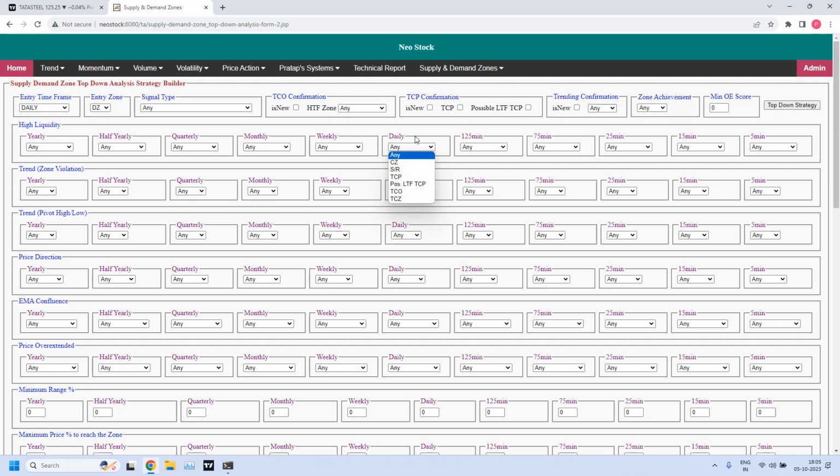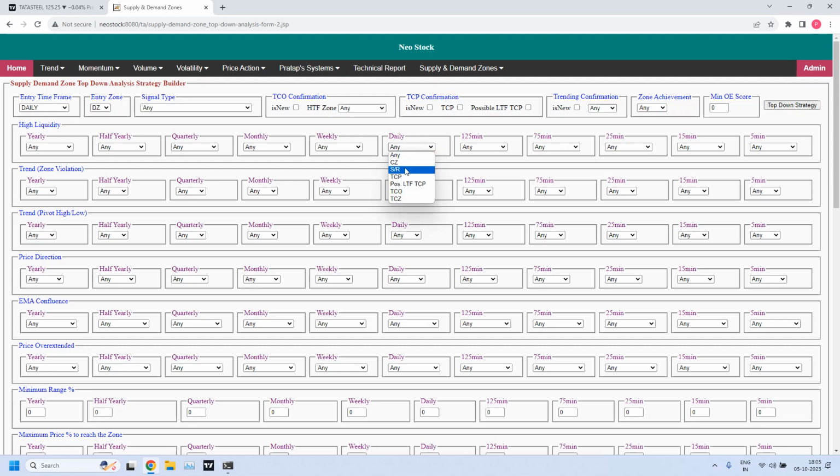This is what I clearly explained in the NeoStock's high liquidity zones video. I have already published one special video related to NeoStock's high liquidity zones under the NeoStock terminology playlist. If you did not go through that video, please go through it so that you understand clearly about all these liquidity zones. I have explained in that particular video.